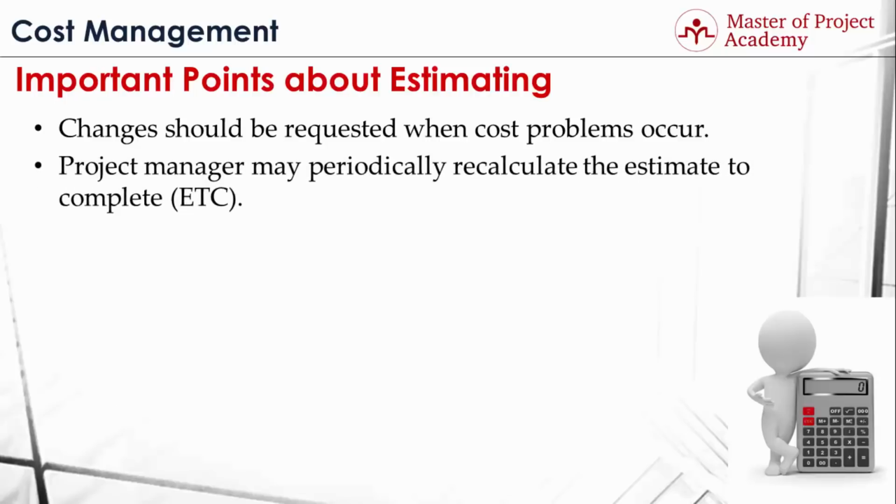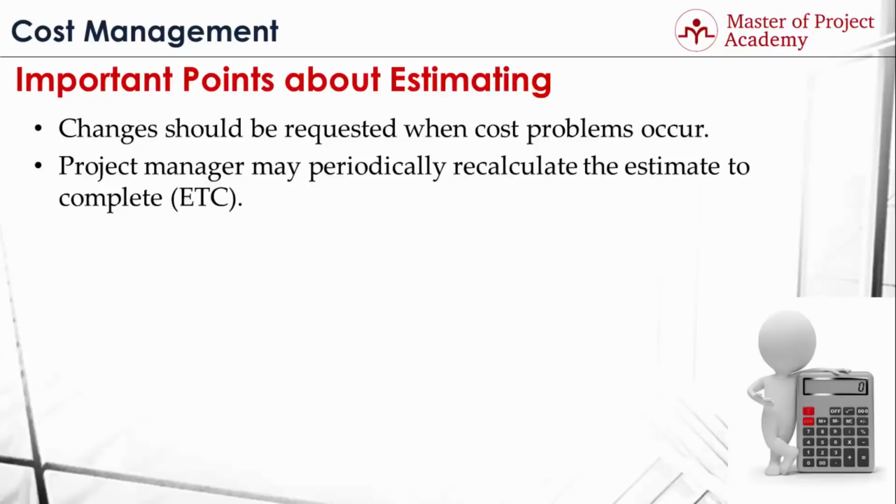Project manager may periodically recalculate the estimate to complete, which is abbreviated as ETC. Estimate to complete value shows the required budget to complete the remaining activities of the project, based on the cost performance of the project achieved till now. So, if the cost performance of the project was worse than planned, your ETC will show that you need a higher budget to complete the remaining activities of the project respectively.